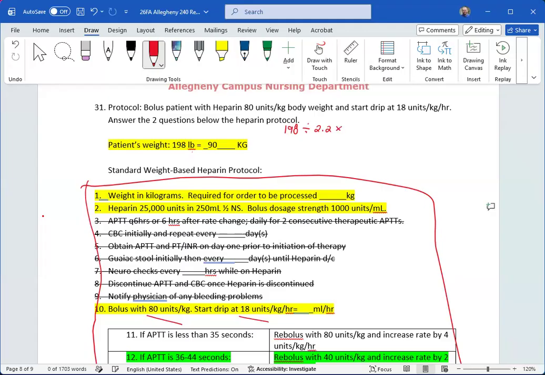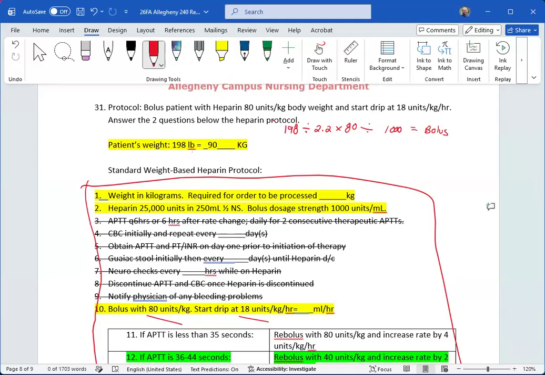Then I would multiply by the 80 units, or the 80 units per kilogram. I don't want to write any numbers just yet. So I'm going to multiply by 80, and then I'm going to divide by 1,000. And that'll give me my bolus, okay? Or at least the initial bolus.